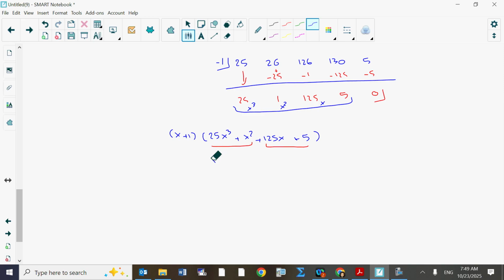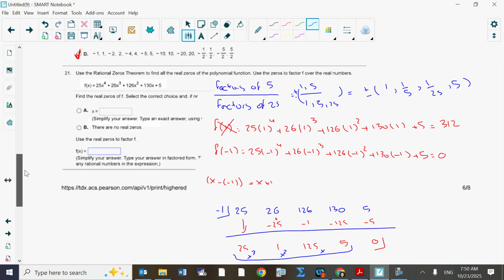Between these two, x squared is in common, so I write 25x plus 1. Between these two, 5 is in common, so this will be 25x plus 1. And 25x plus 1 is the common parentheses here. So I factor that out, and I'm going to have x squared plus 5 left. And I already had an x plus 1 here as the previous factor of the function. So this is the factored form of the function, which I can write here.